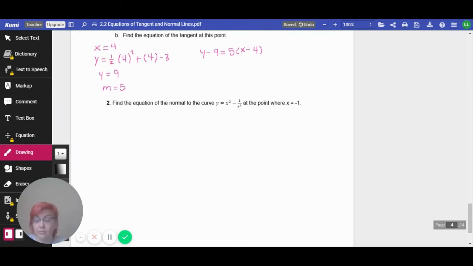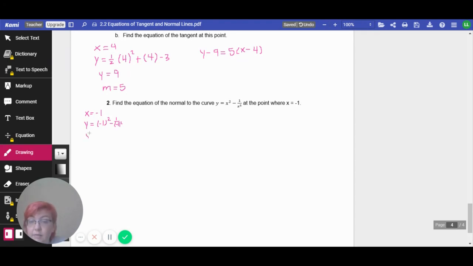Find the equation of the normal to the curve x squared minus 1 over x squared at the point where x equals -1. Okay, so x equals -1, and immediately I'm going to find y, which is going to equal -1 squared minus 1 over -1 squared. Okay. -1 squared minus 1 over -1 squared. So my answer is 0.